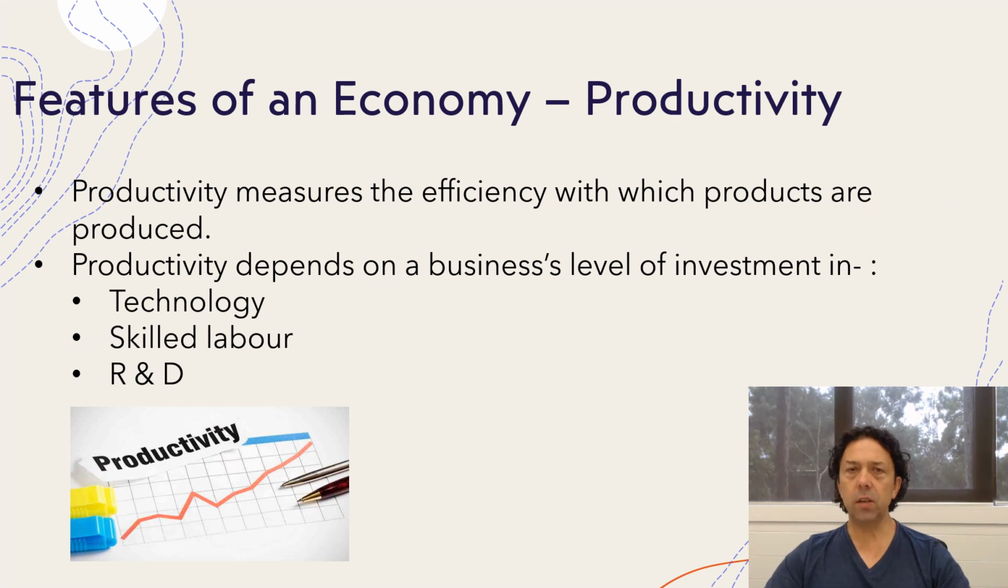The next factor is called productivity. Now, productivity measures the efficiency at which products are produced. That itself depends on a few aspects: technology, a skilled labor force, and research and development. Of course, technology that the organization is willing to accept in order to maintain their current market position as, for example, market leader or challenger.